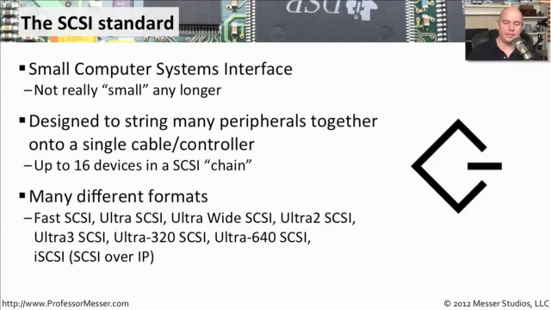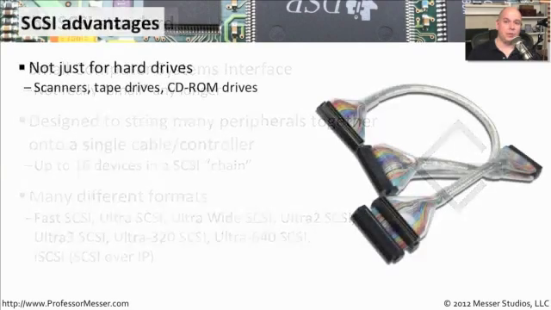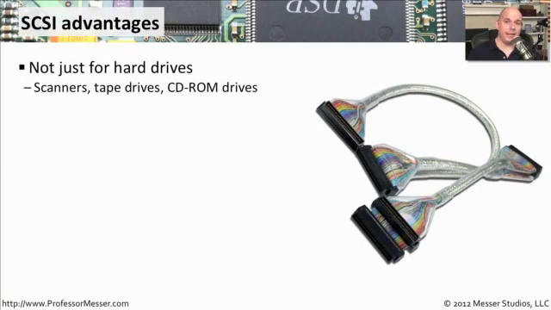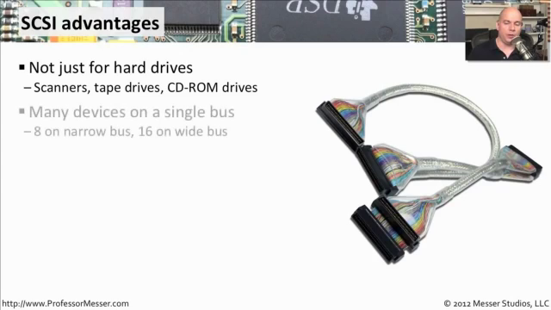You may see it called Fast SCSI, Ultra SCSI, Ultra Wide SCSI, Ultra 2 SCSI, and so on. All of these formats tend to be backwards compatible, but the best possible performance would be to get a storage device and a controller that were using the same type of SCSI interface. Before USB came along, SCSI was really the standard for connecting our peripherals together. We would plug in printers, scanners, tape drives, CD-ROM drives, anything that needed an external connection. SCSI was the format that we were using.